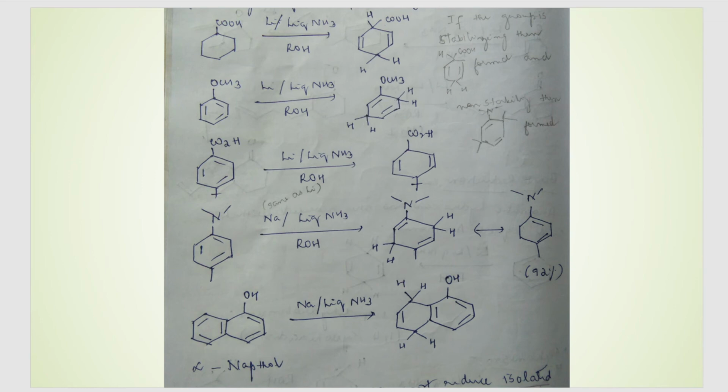Okay, so these are some of the examples of Birch reduction. We get a 1,4 product if it is a stabilizing group, whereas if we are taking a destabilizing group, what product do we get? We get a 2,6 product. So depending upon the group that is attached, you can predict what type of product is formed.